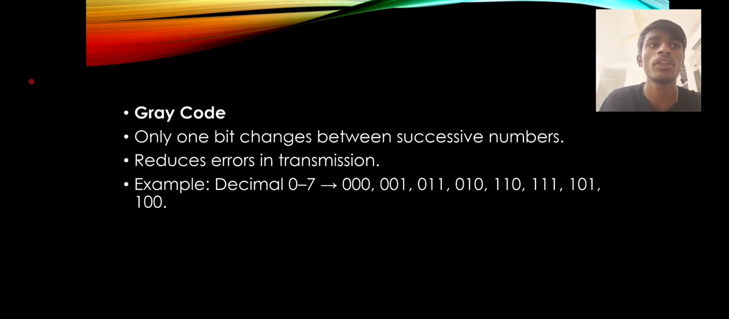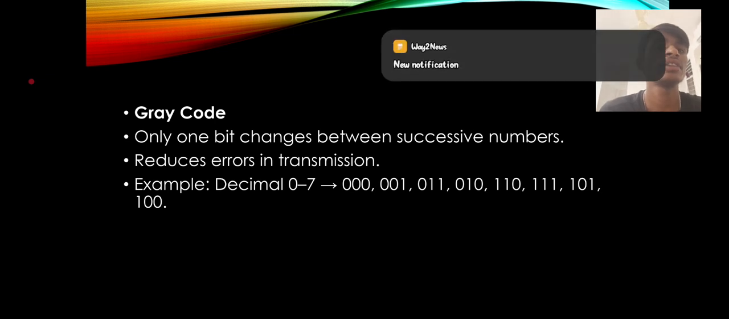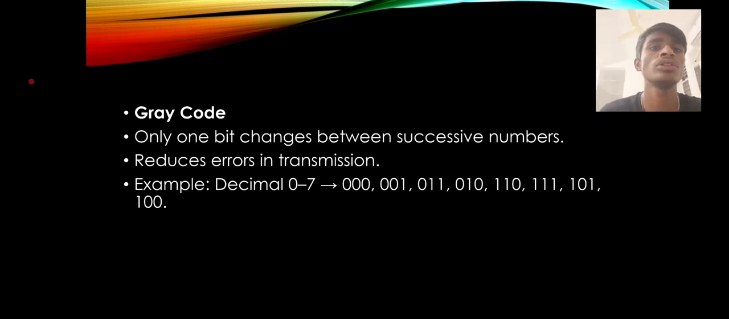Now I would tell about the Gray code. The Gray code means only 1 bit changes between two successive numbers. It reduces errors in the transmission. For example, for decimal 0 to 7, the Gray code is: 0 is 000, 1 is 001, 2 is 011, 3 is 010, 4 is 110, 5 is 111, 6 is 101, 7 is 100.